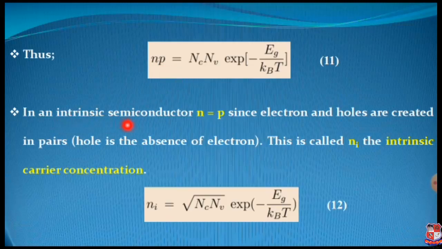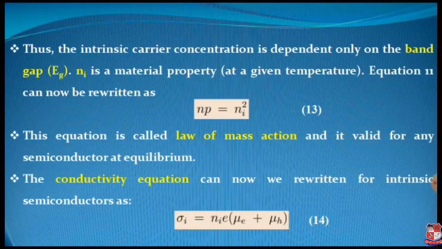In an intrinsic semiconductor, we already know that the number of electrons is equal to the number of holes, since electrons and holes are created in pairs. This is called ni, the intrinsic carrier concentration. So ni into ni, that is ni square, equals Nc Nv exponential of minus Eg upon kBT. If we take the square root of both sides, ni is equal to the square root of Nc Nv times exponential of minus Eg upon 2kBT. This was equation number 12.